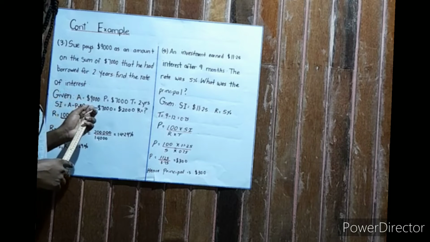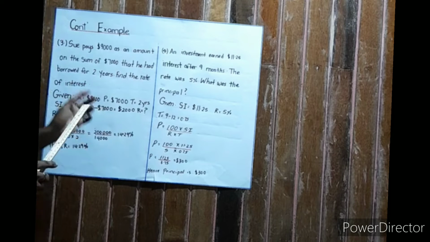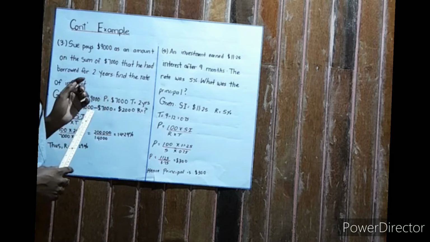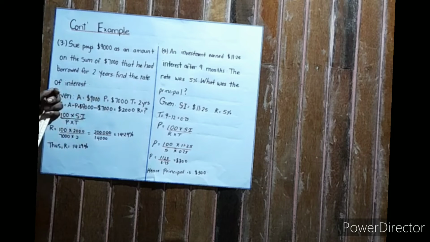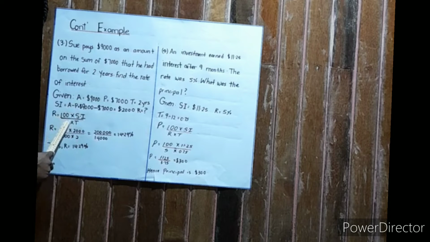So we take 7,000 away from 9,000 and we are left with 2,000. So 2,000 will be our simple interest. And we don't have a rate, so we have to find the rate. The question asks, find the rate of interest. So we're going to be looking at the rate formula. R is equal to 100 times SI, which is simple interest, divided by P times T. We substitute these values into the rate formula. So R is equal to 100 times 2,000 divided by 7,000 times 2.